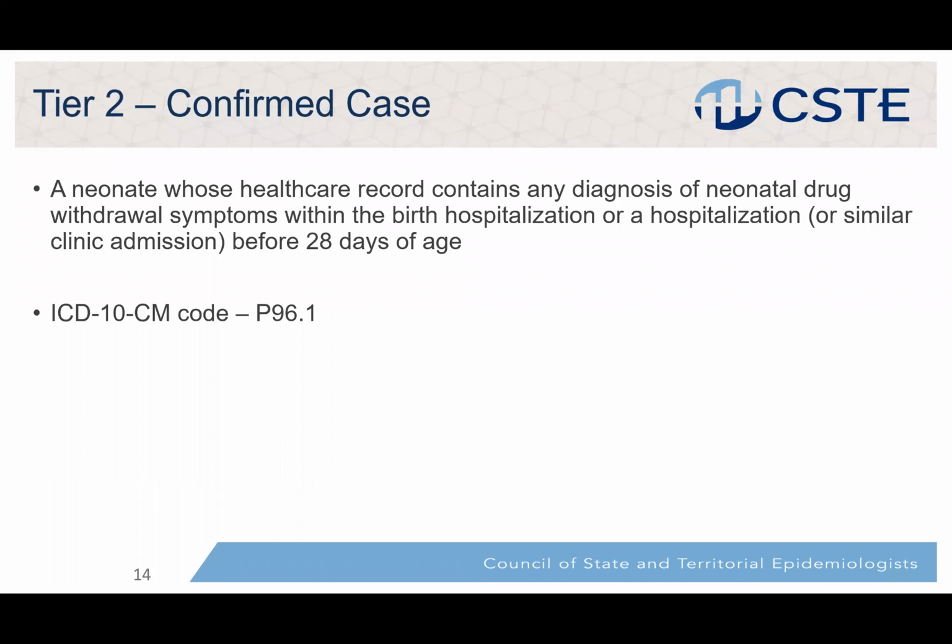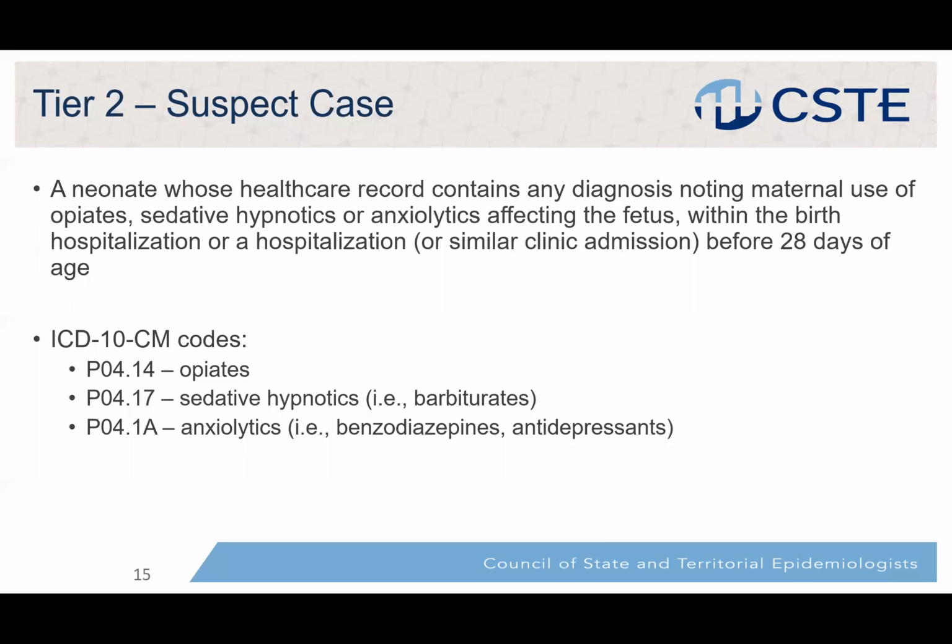So right now, some cases that would be identified as suspect under Tier 1 could become confirmed cases under Tier 2. And this is solely because we don't have specificity of our ICD codes to capture the type of exposure that we need in order to make that distinction. So if you go to the next slide, you can see that the next definition is suspect. There is no Tier 2 probable case, again, because we don't have the specificity of codes.